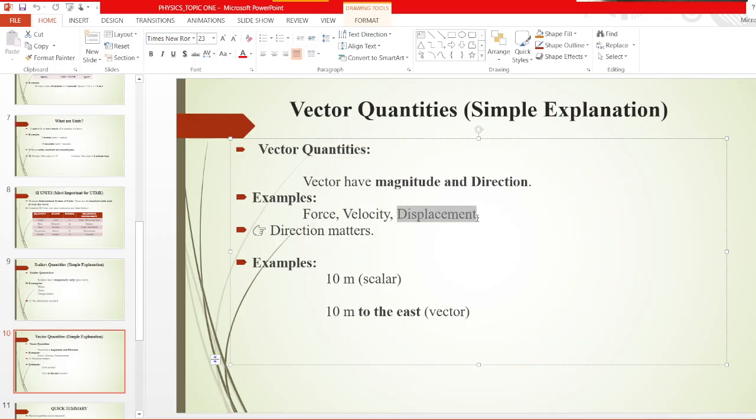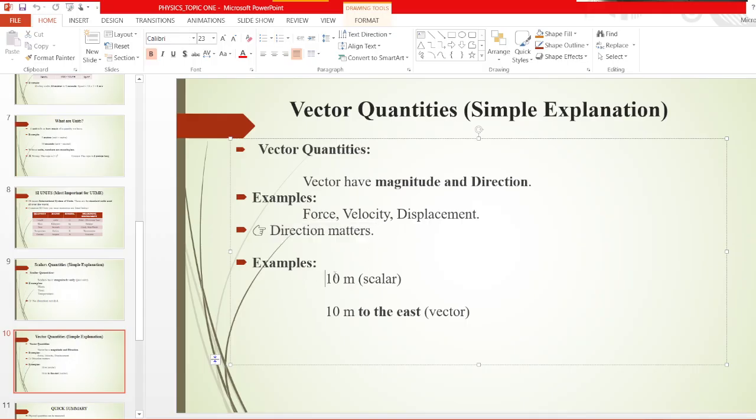Displacement, please take note of it. The difference between displacement and distance is that displacement has direction, and that is why it is called a vector quantity. So in vector quantity, direction matters. The difference between vector and scalar quantity is that scalar quantity has only magnitude, only size, no direction, while vector quantity has size and direction.